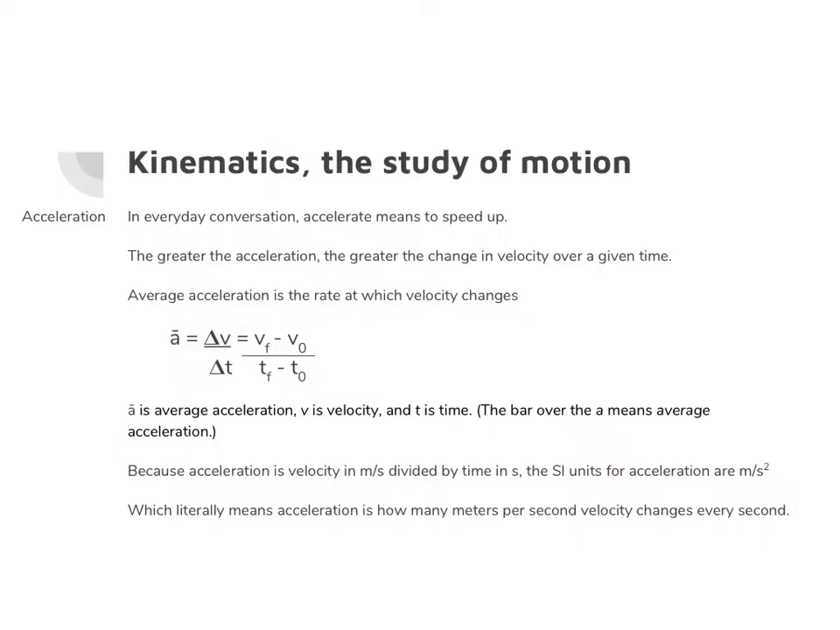So, in everyday conversation, accelerate means to speed up. The greater the acceleration, the greater the change in velocity over time. Average acceleration is the rate at which the velocity changes. So here we have our equation. A is average acceleration. V is velocity, so both are our change in velocity, and T is time. The bar over the A means average acceleration.